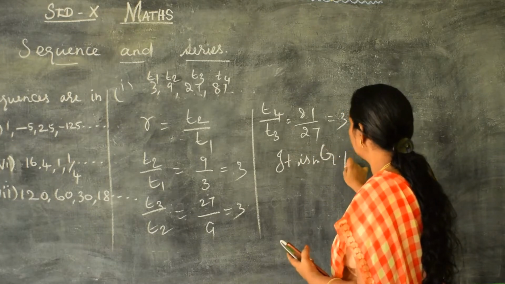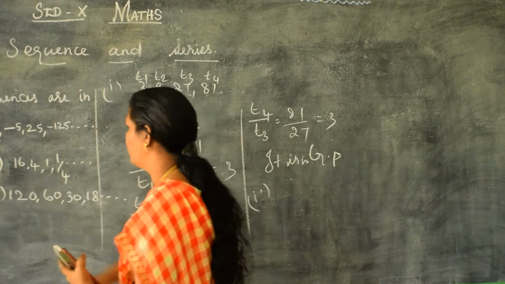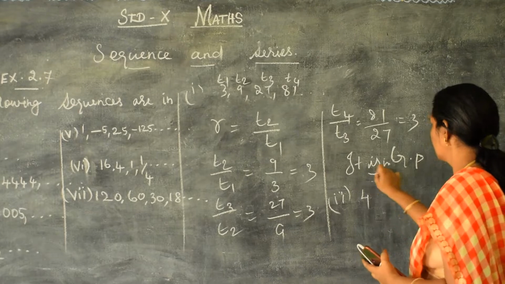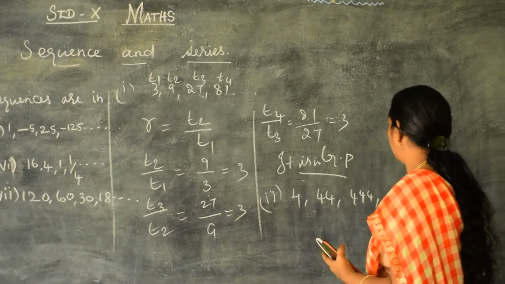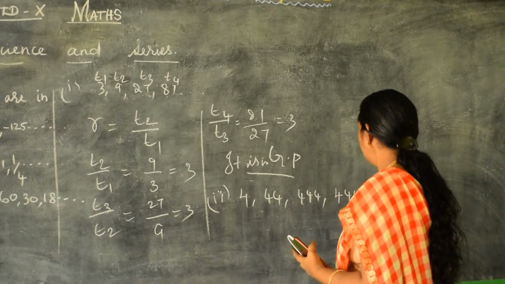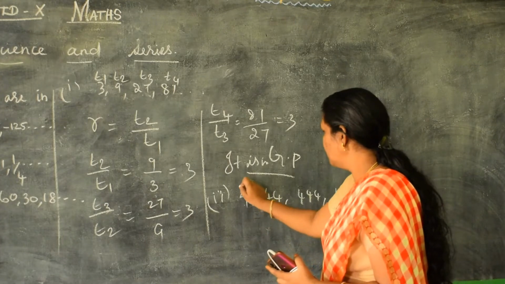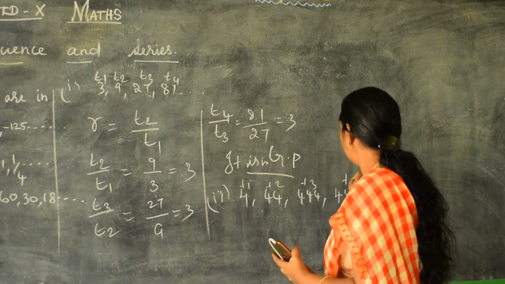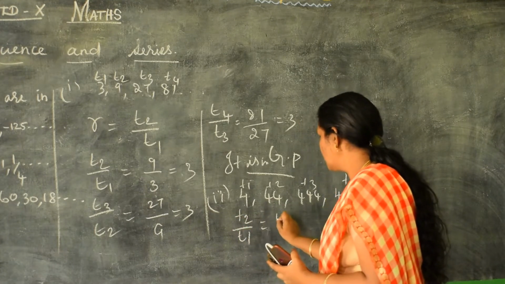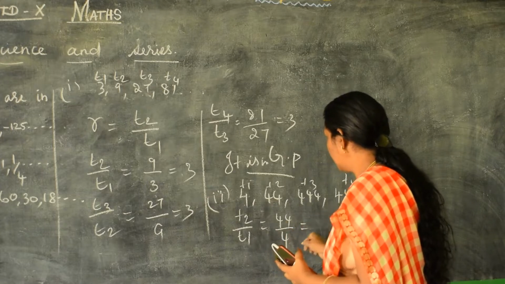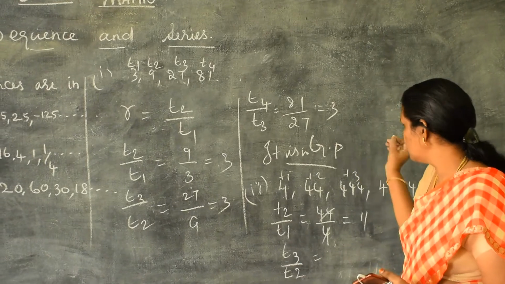Do you understand, children? So, let me go to the next problem. What is the next problem? 4, 44, 444, 4444 and so on. As I said before, you will find T1, T2, T3 and T4. So T2 by T1 is what here? 44 by 4, you are getting 11. Next one, T3 by T2. What is your T3 here?